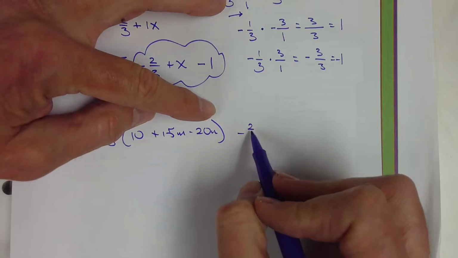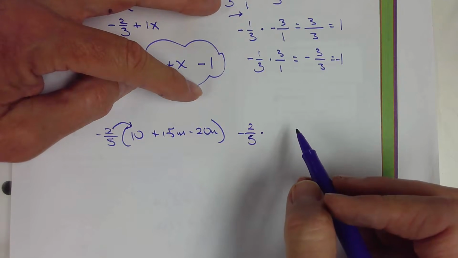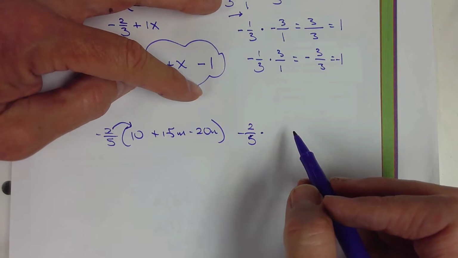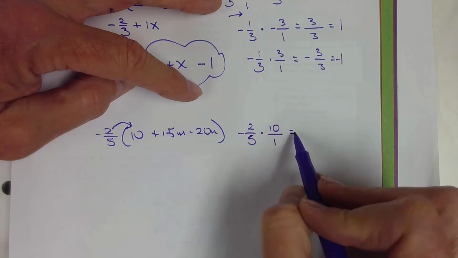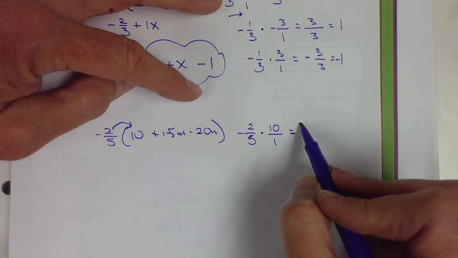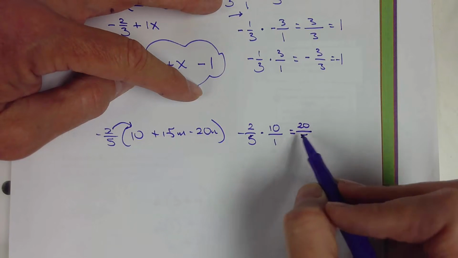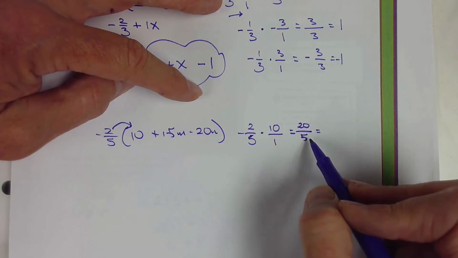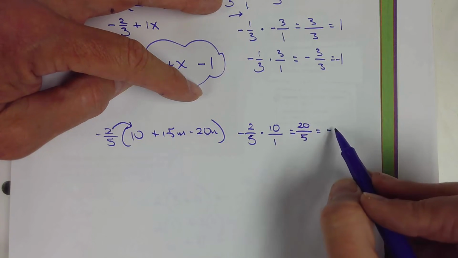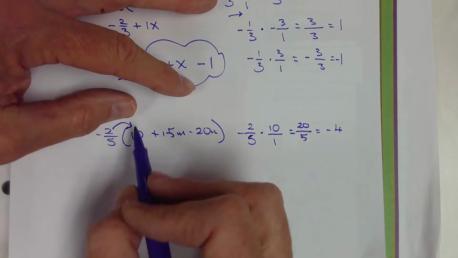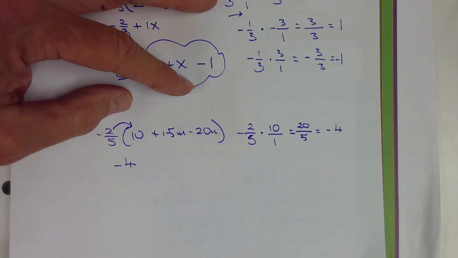So it's a negative 2/5. Okay, I'm multiplying it by 10. What do I do with that 10? You put 1 under it. Yeah, to make it into a fraction. What's 2 times 10? 20. 5 times 1 is? 5. And it's a negative. Now, how many times does 5 go into 20? 4 times, so I would just write a negative 4. So the very first part is done. I'm going to put a negative 4 right here. All right, nicely done. Put up 100 points.